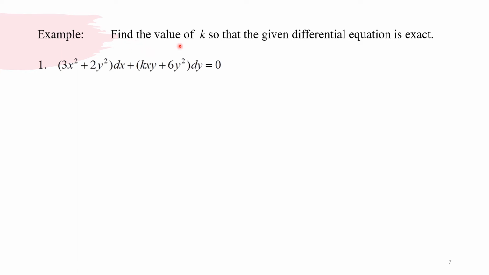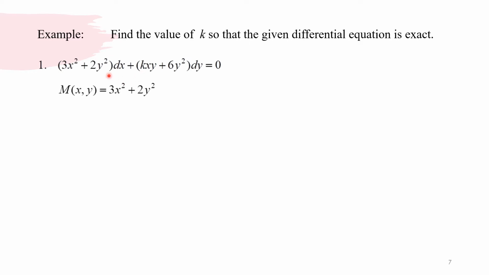Example, find the value of k so that the given differential equation is exact. In this question, we are asked to find the unknown k appearing in this equation, which is given in the form of (3x squared plus 2y squared) dx plus (kxy plus 6y squared) dy equals 0. So to find this unknown k, firstly we identify the function M and the function N.